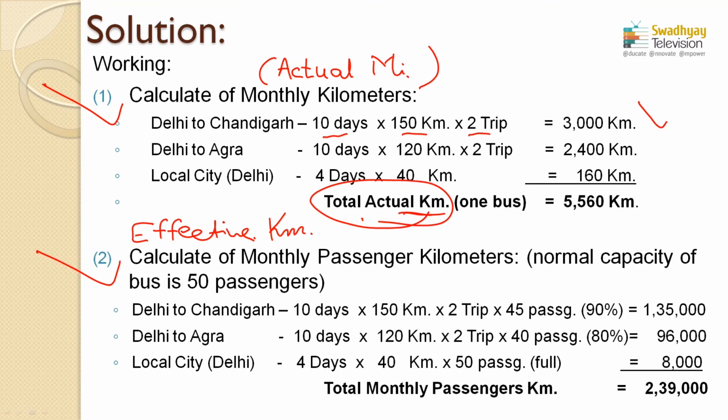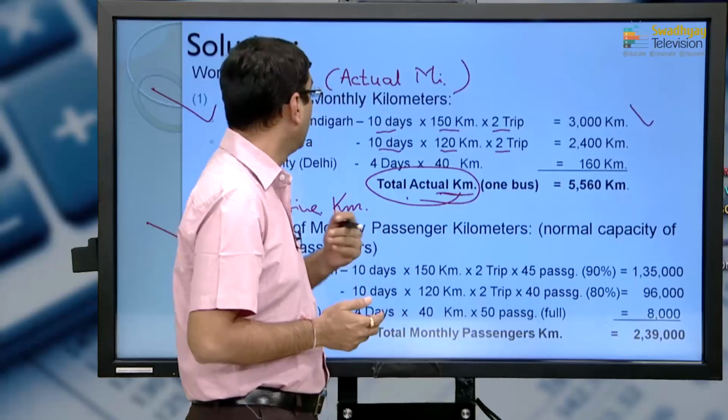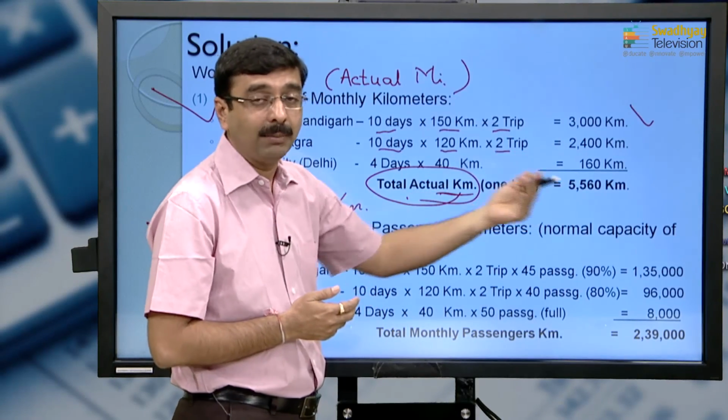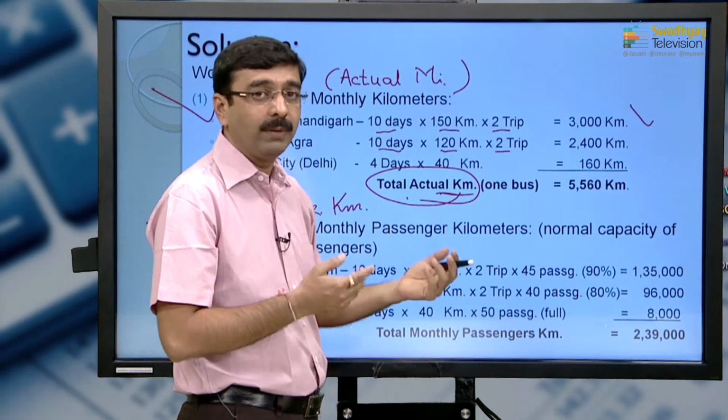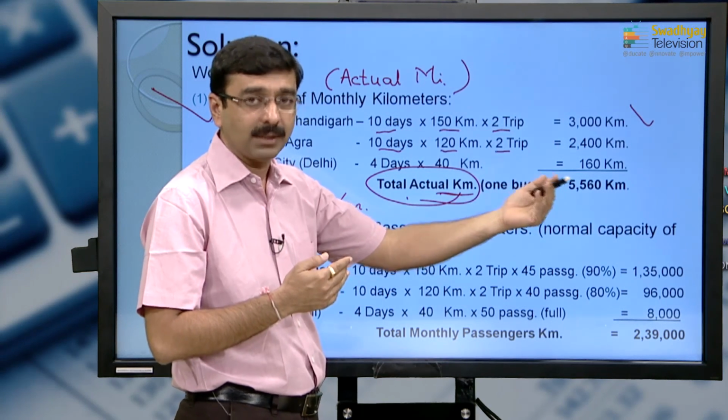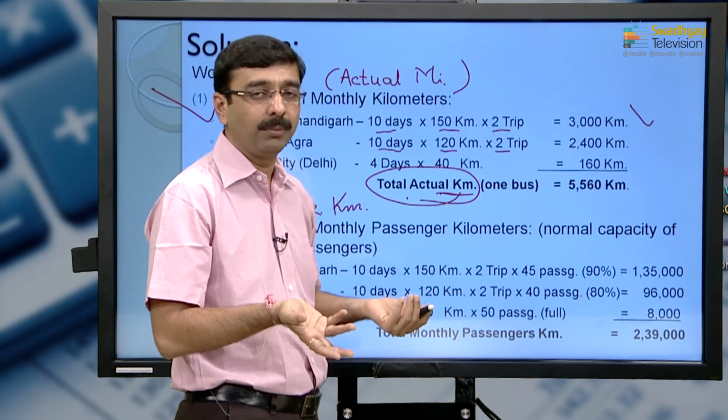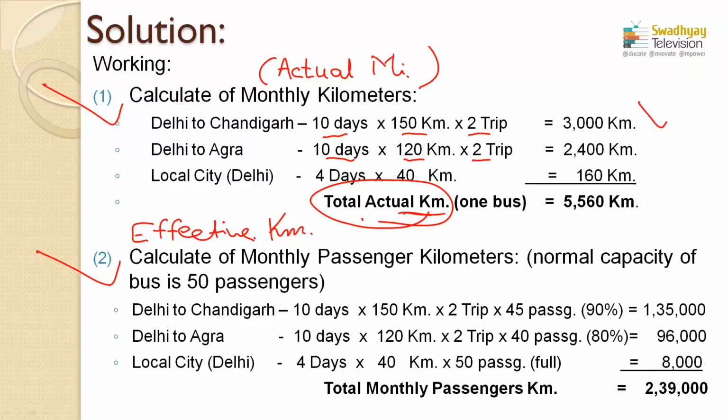Now, Delhi to Agra, it works again 10 days. The distance between Delhi to Agra is 120 kilometers, that is again the second information, and again two trips, that means it is to and fro. It works going Delhi to Agra and coming back from Agra to Delhi. So, it is always two trips: Delhi to Agra it is 120 kilometers, coming back Agra to Delhi it is 120 kilometers. So, 120 multiplied by 2, and it works 10 days. In that sense 2400 kilometers it works.